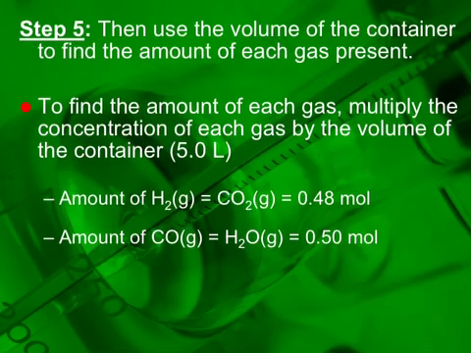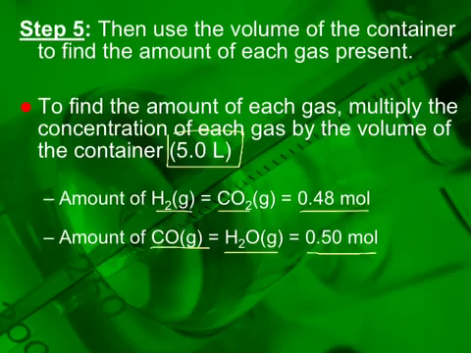Lastly, since we're asked to find the amount, or the moles, of each chemical species, we now have to multiply by the volume of the container, which is 5 liters, to determine the total amount. So therefore, the amount of hydrogen gas and carbon dioxide is 0.48 moles, and the amount of carbon monoxide and the amount of water vapor is 0.5 moles.